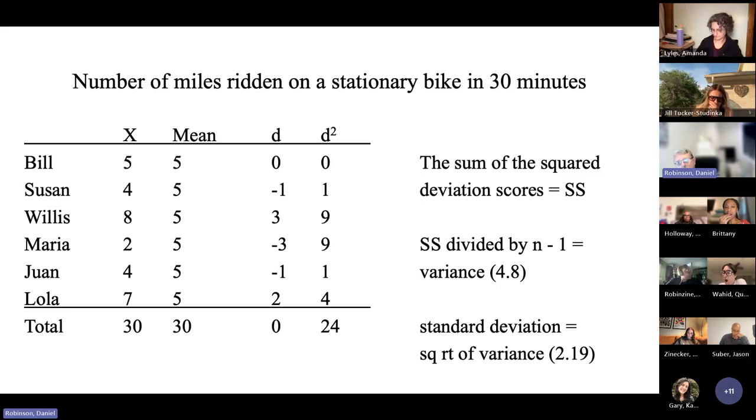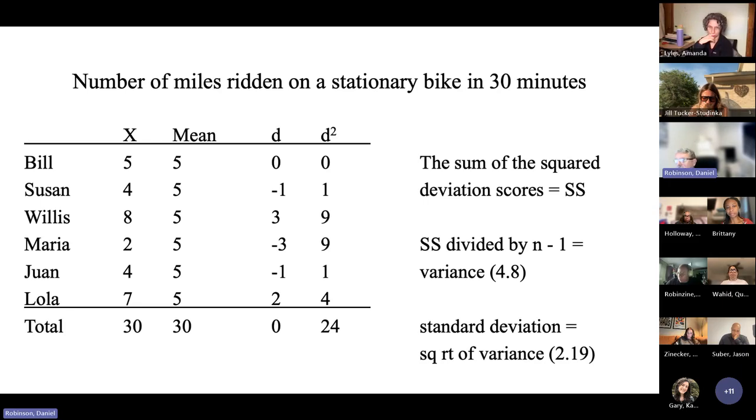So why do I put all those down? Well, because the next thing I'm going to look at is lowercase d, and that stands for difference scores. I calculate my difference score by taking the raw score and subtracting the mean from it. So X minus X bar is a difference score. Bill happened to ride that bike 5 miles, and Bill's raw score of 5 is the same as the mean score. So the difference score for Bill is 0.